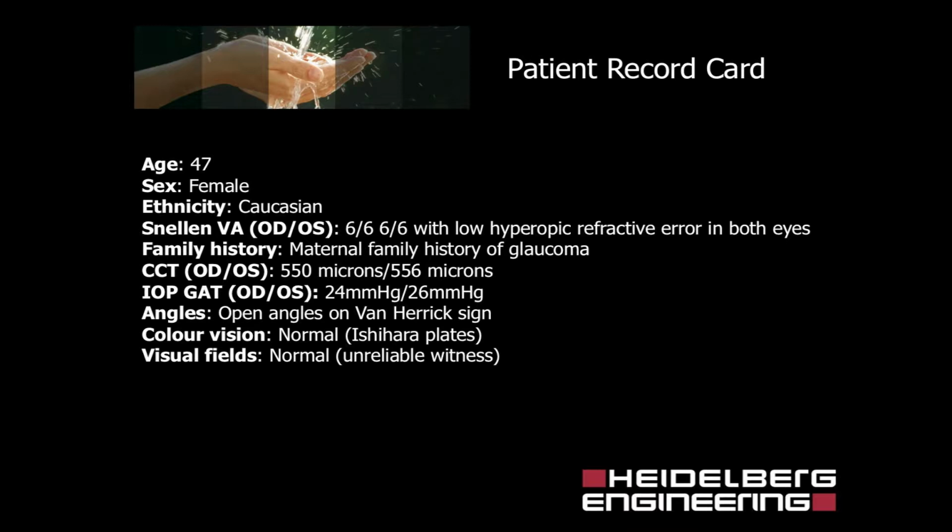Central corneal thickness is 550 microns in the right eye, 556 microns in the left eye. Intraocular pressure measured with Goldmann applanation tonometry is 24 mm of mercury in the right eye and 26 mm of mercury in the left eye. Angles are open on Van Herrick sign, colour vision is normal, and visual fields are full, but the patient is an unreliable witness.